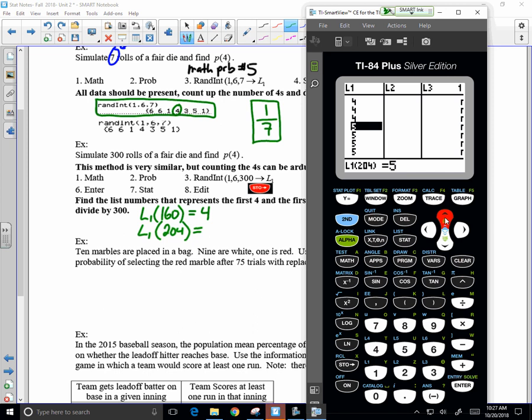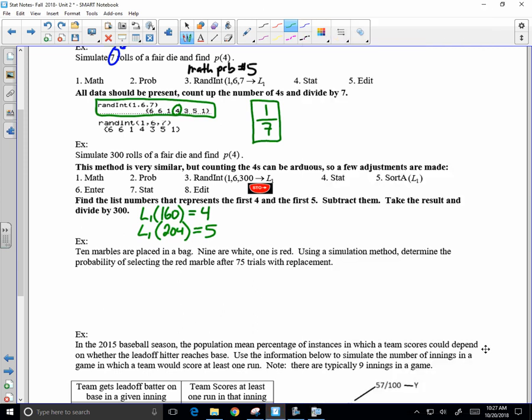All right. So the first 4 happens at the 160th mark. The first 5 happens when we're at the 204th value. So what I do is take 204 and subtract from it the 160. I'll get 44. There were 300 trials. So 44 over 300 would be my set of outcomes here.